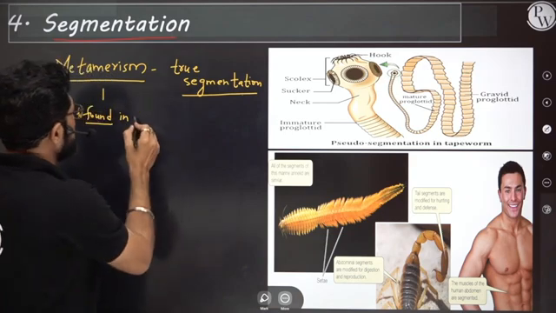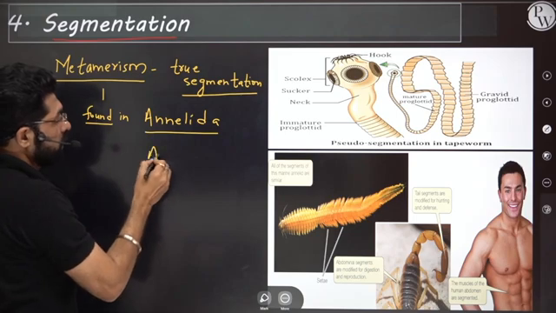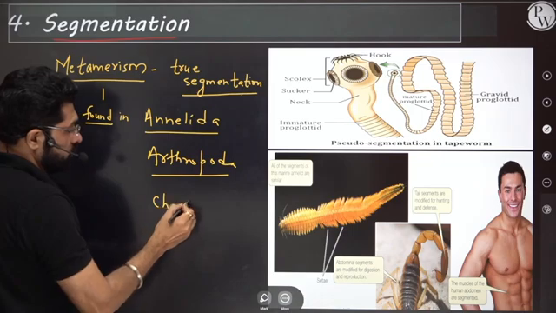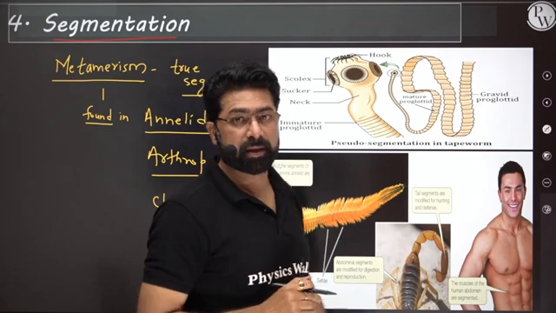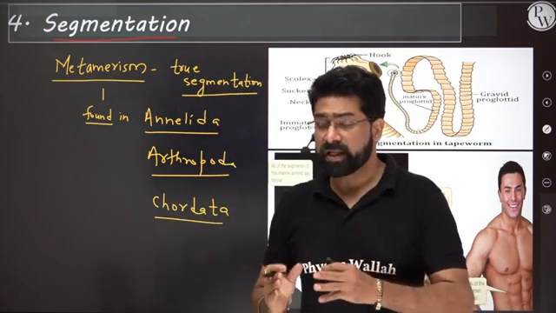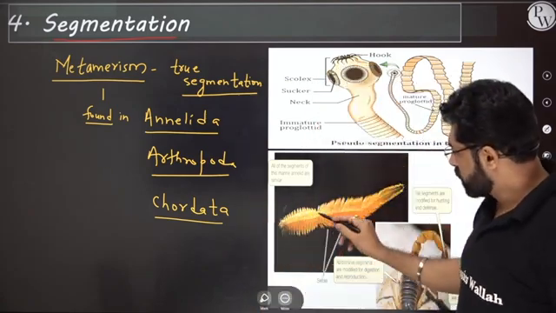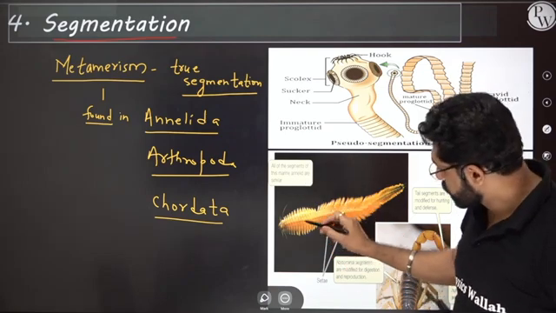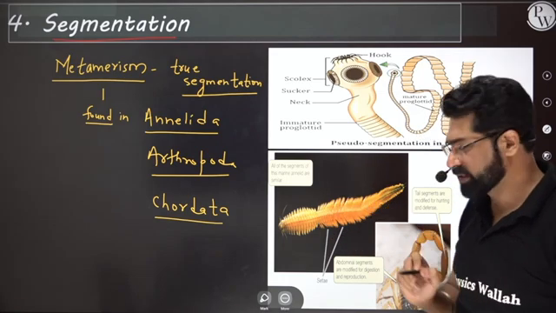Can you see here? It is found in Annelida, Arthropoda, and Chordata. Only 3 phyla. Please remember very clearly. See, it's very easy. This chapter is very easy if you just put in a little bit of effort. Here you see, this is an example of Nereis. So Nereis is what? Annelid. And this also is showing segmentation. Can you see? External and internal body parts are showing you the segmentation.